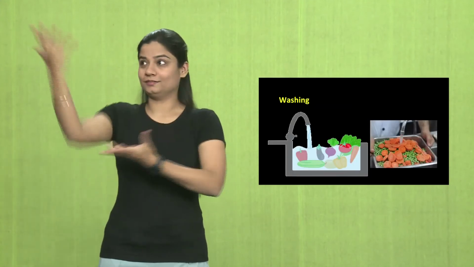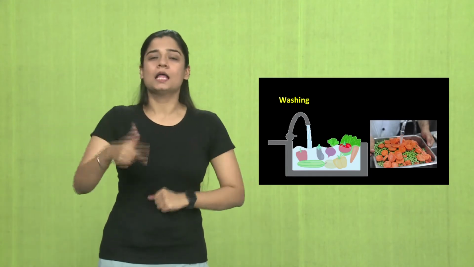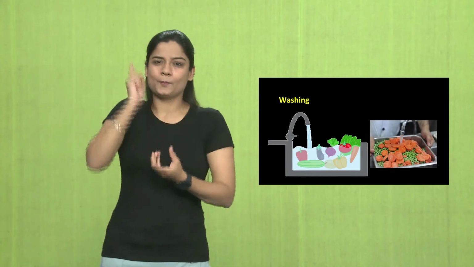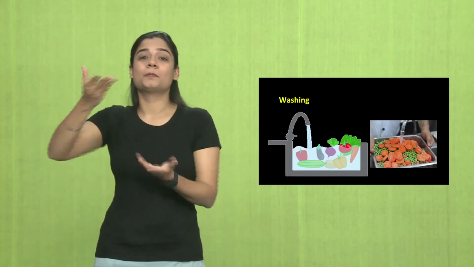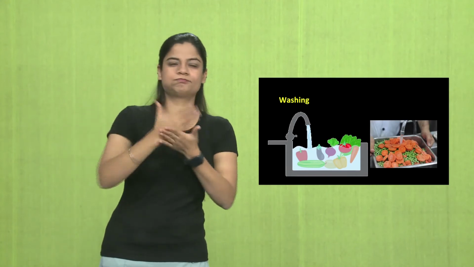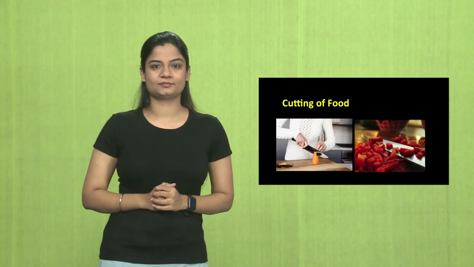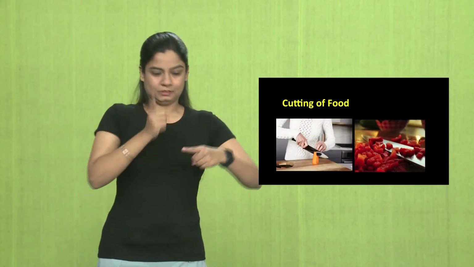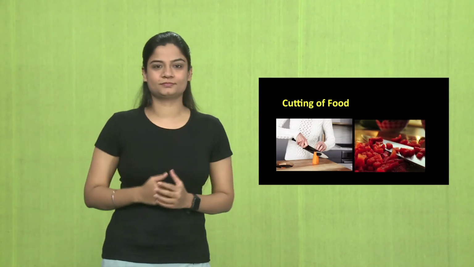Anything you buy from the market has to be washed first. It's very, very important to wash everything that you're buying with clean water, because there can be microorganisms, bacteria, people touching the food, etc., that we have to remove all that before cooking. The second thing is cutting the food, using a knife, of food into different sizes.